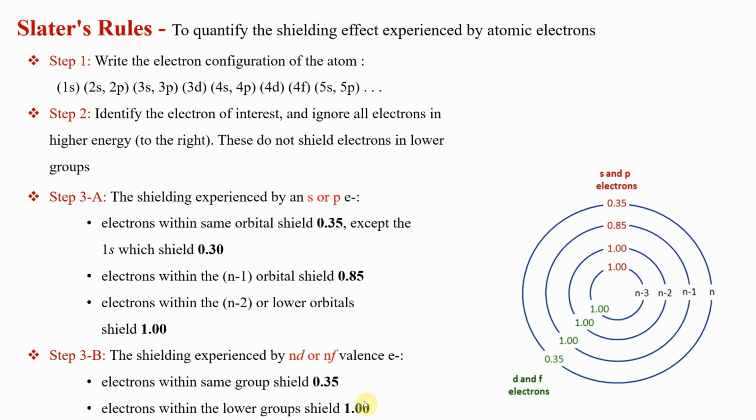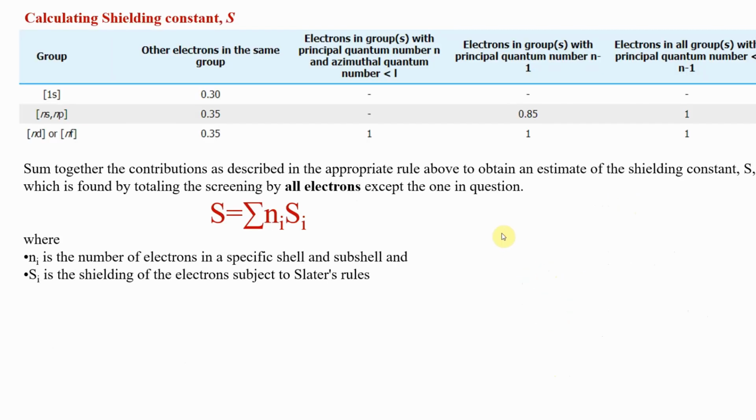It is actually easier when you do d electrons. Now if you see here, I have given n-1, n-2, n-3. For S and P there are 2 different values, and then 1 for all inside. Whereas for D and F electrons, only 0.35 is the same as the 0.35 over here, but there is no 0.85. You want to remember that. That is going to play a huge role later. This is actually a tabulated value of what I have been teaching.